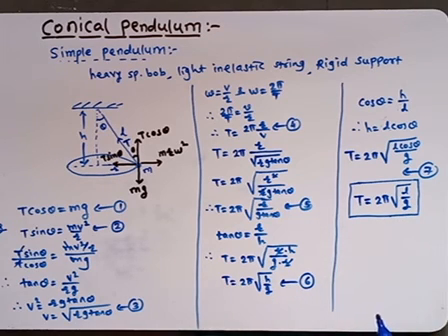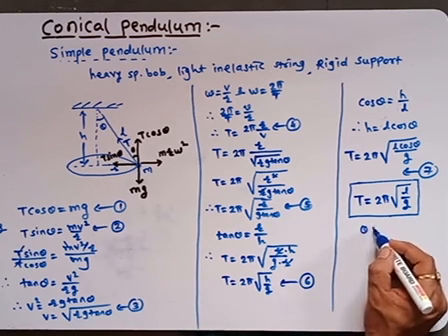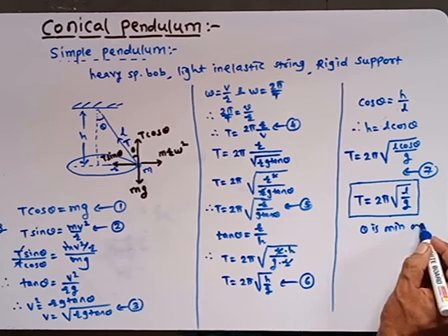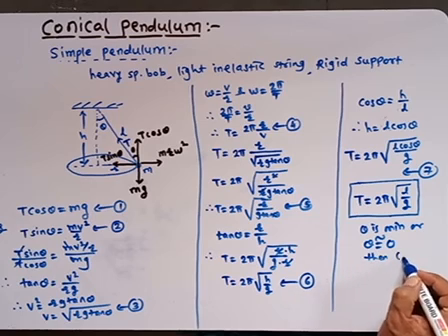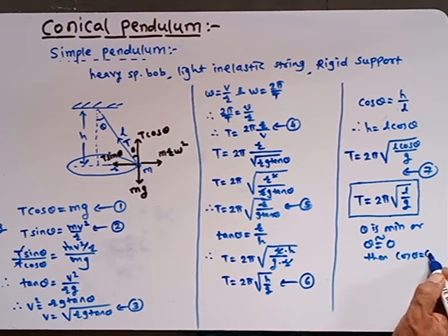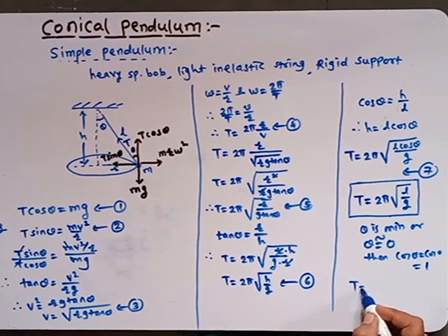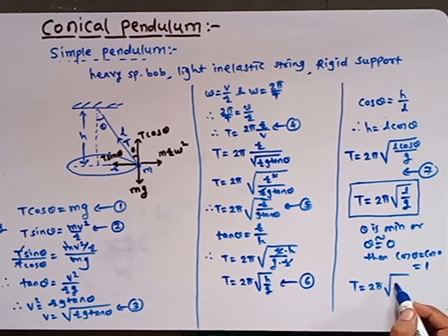If cos theta is minimum, or theta is nearly equal to 0, then cos theta is equal to cos 0 is equal to 1, and equation 7 can be converted easily into the period of a simple pendulum, T equal to 2 pi root l upon g. This is all about the conical pendulum. Understand? Okay, thank you.